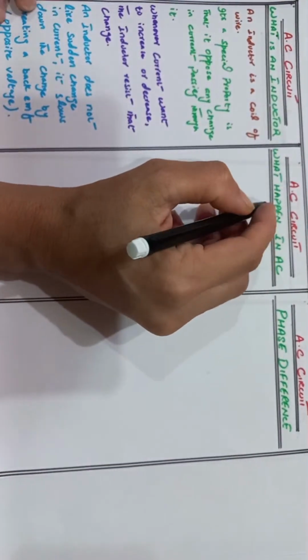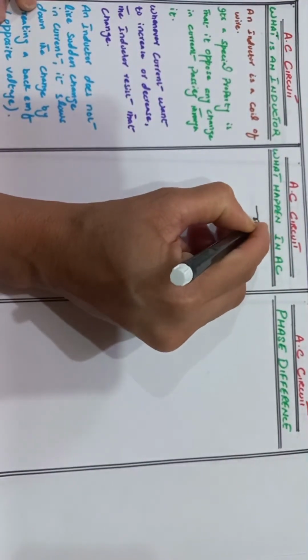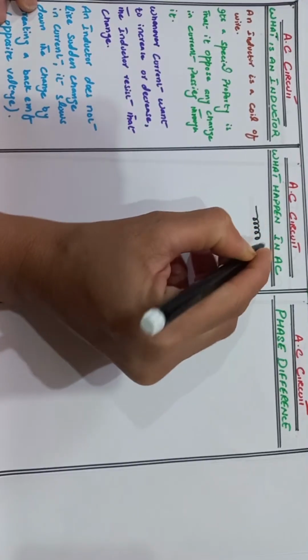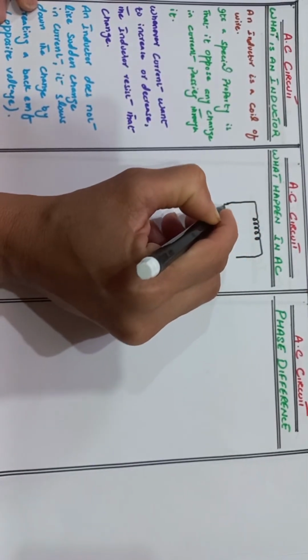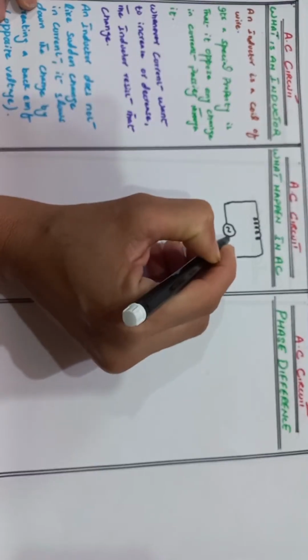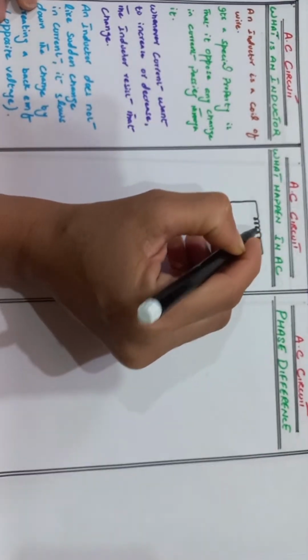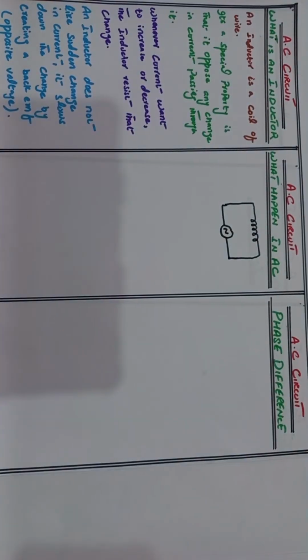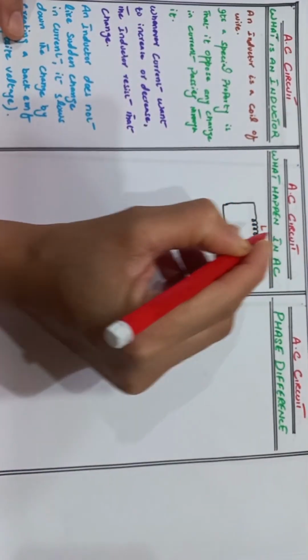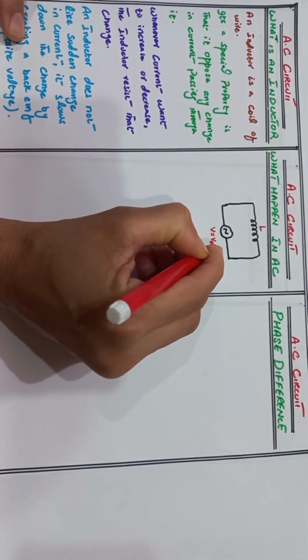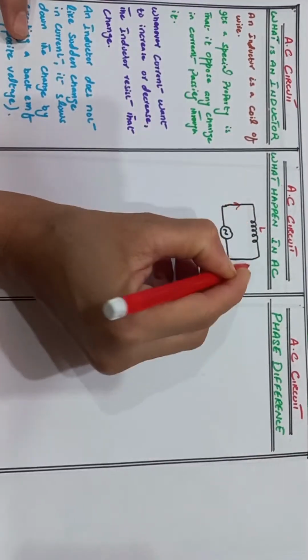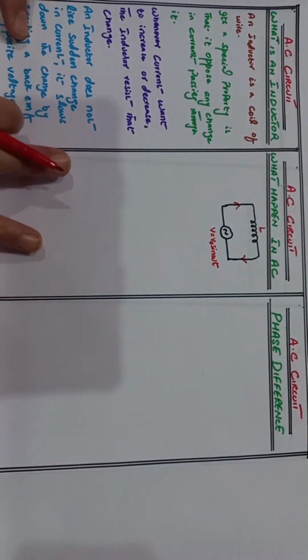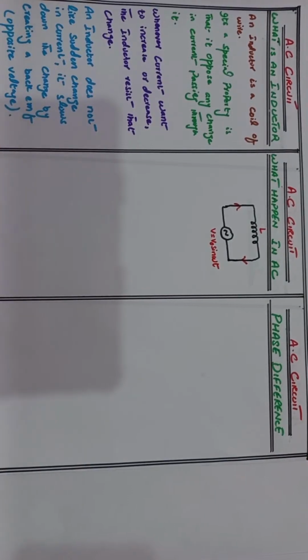Okay, here we draw the circuit diagram of an inductor circuit when alternating voltage is applied through an inductor. This is the alternating voltage source, and the inductor is shown here by the capital L. This is the alternating voltage that changes sinusoidally with time. Here is the flow of the current in the inductor when the voltage is applied through the inductor.